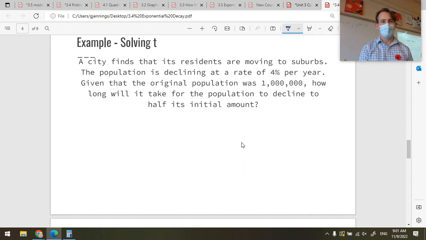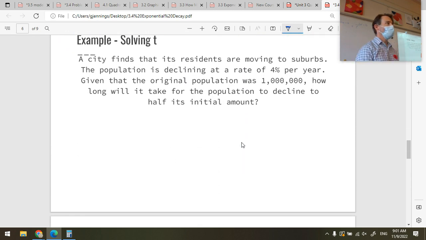Let's keep going. We can also solve for t. So the other type of problem that we're going to be giving you is how long will it take for the population to fall to a given level or for the money to fall to a given level? And we can solve for t with either guess and check or graphing. Let's take a look. So go through and read.